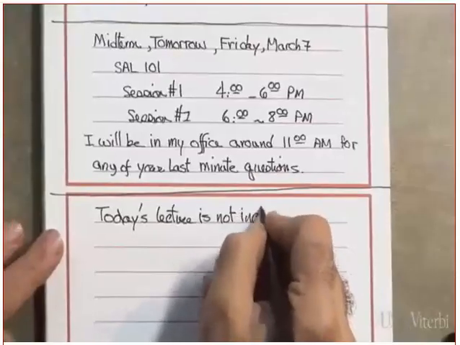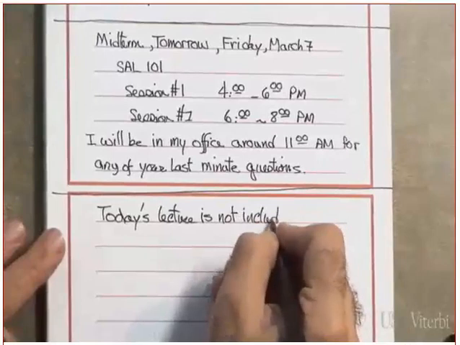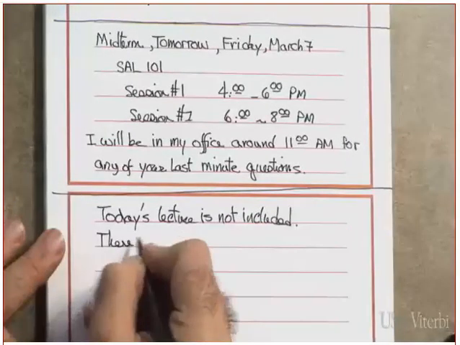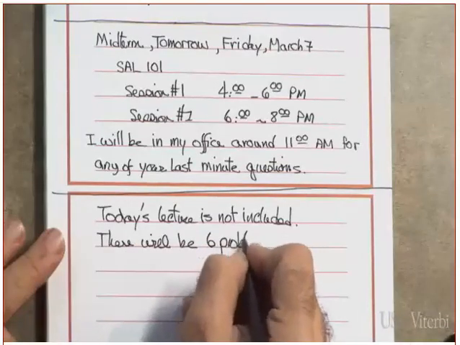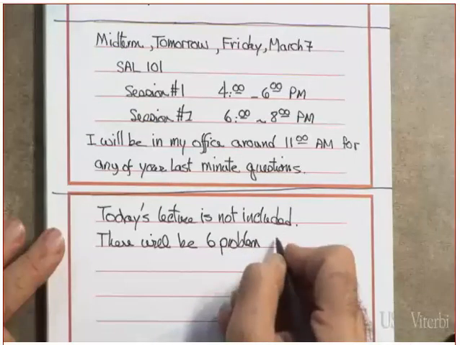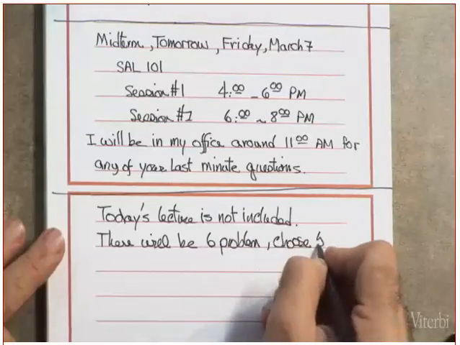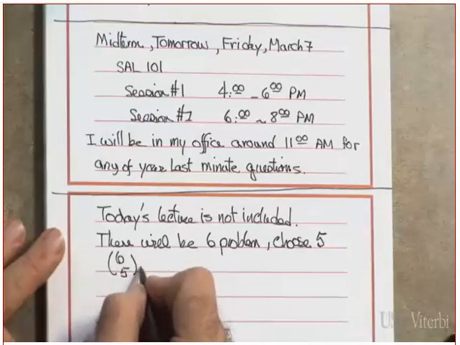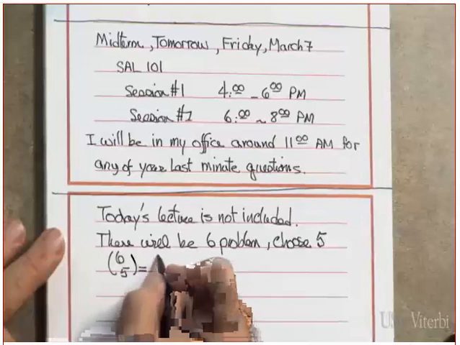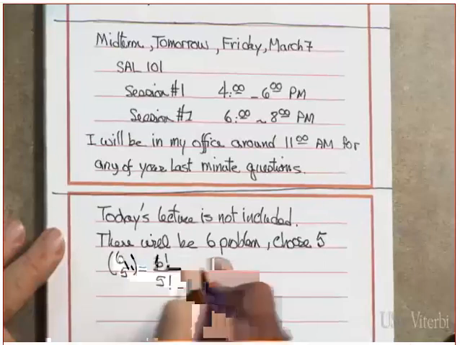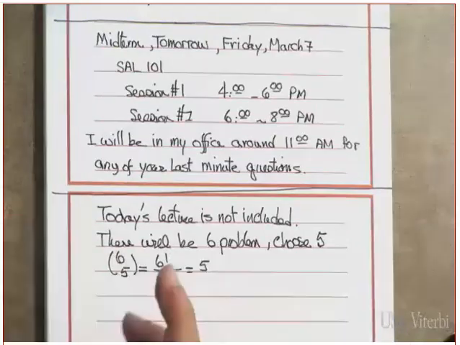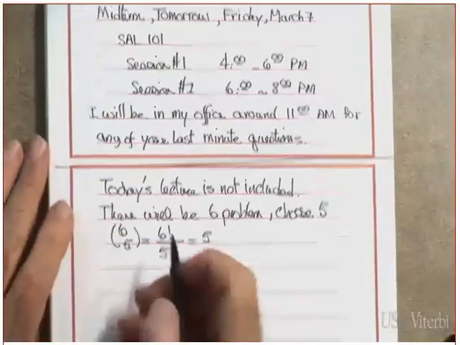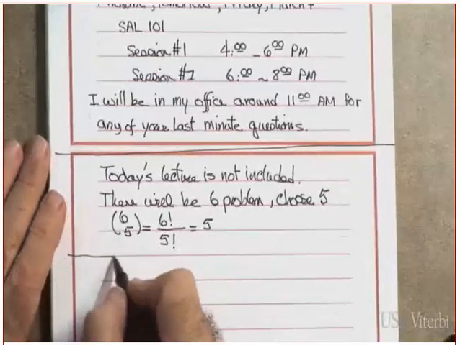Okay, and one more thing about the midterm. There will be six problems. Choose five. So six choose five equals six factorial over what? Five ways you can choose this. Clear? Okay, good. And the problems will be similar to the ones that you saw in your homework and the sample problems that I passed on.